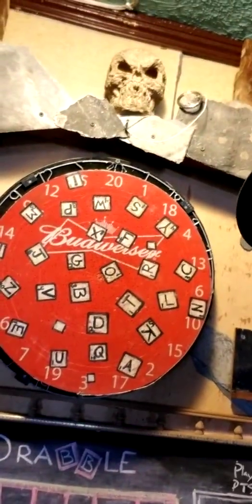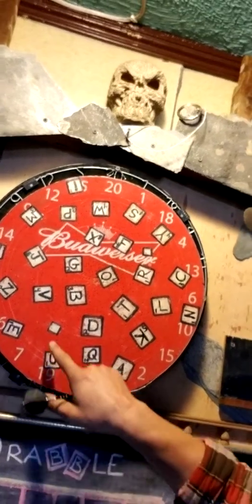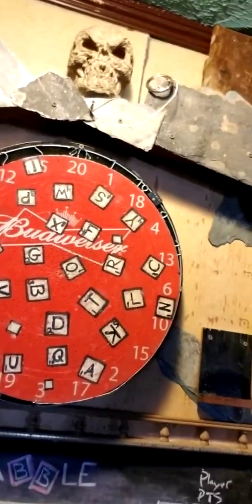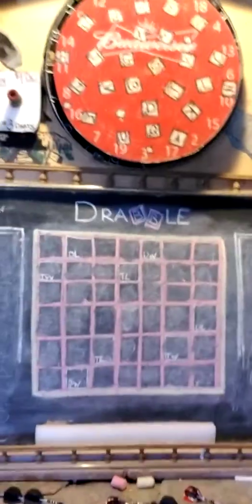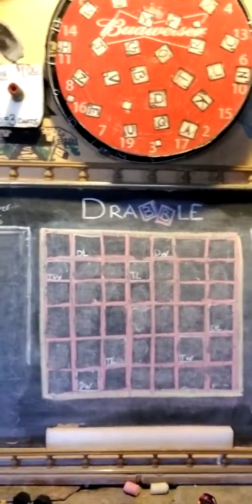Hello. I'm here to teach you a dart game called Drabble. Drabble is a board consisting of all the letters of the alphabet, including some blank ones scattered throughout, and a scoreboard consisting of a 7x7 square grid.